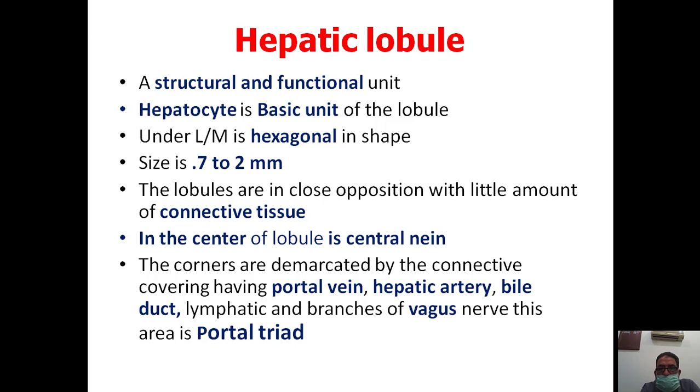The lobules are in close apposition, with little connective tissue. They are hexagonal, with a little amount of connective tissue element. In the center of the lobule is the central vein. The corners are demarcated by the connective tissue covering, having the portal vein, hepatic artery, and bile duct. That is the portal triad at the corner of this hexagonal lobule. Lymphatics and branches of the vagus nerve are also present within the portal triad.